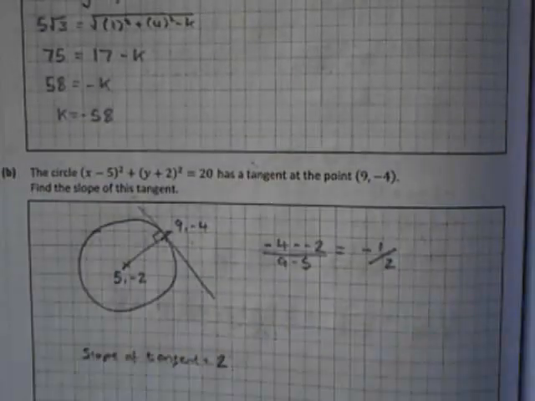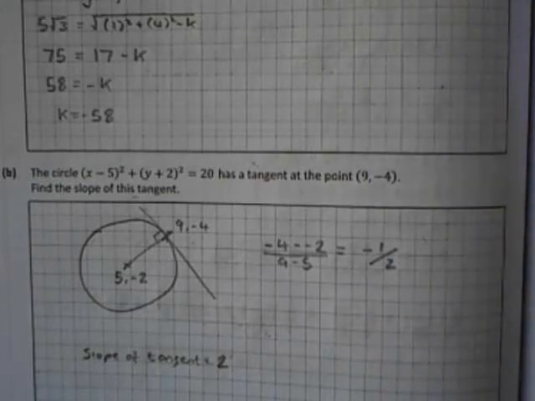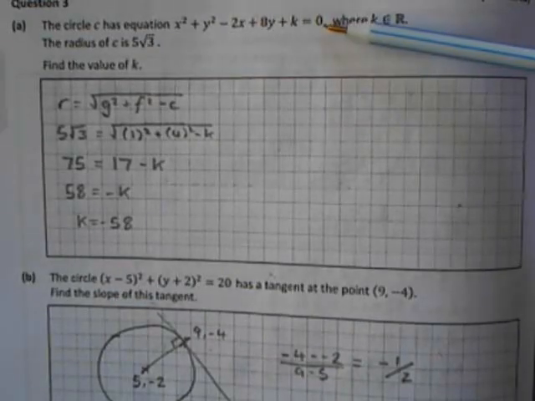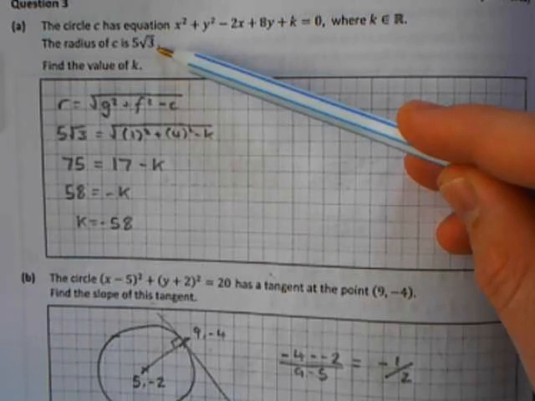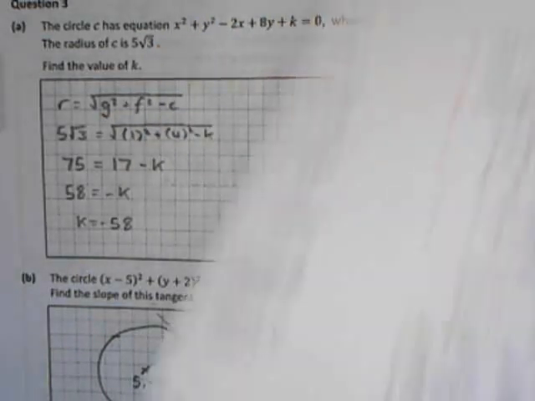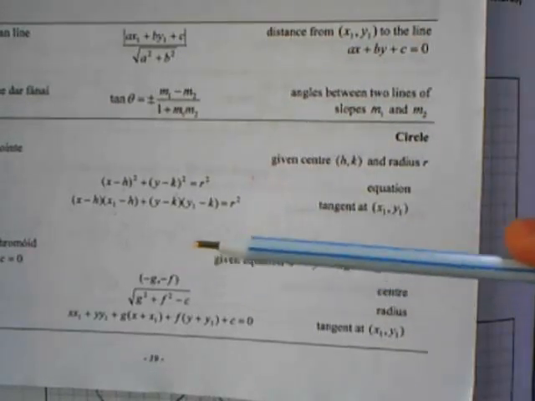So for part A, you're given the equation for the circle. Here you go. And let's just write up here. So this equation of the circle, but you're told the radius. So we can get G and F from this formula here.